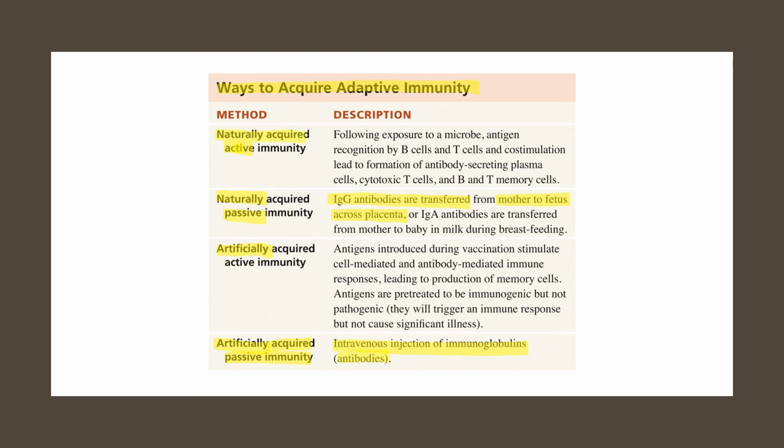Naturally acquired active immunity is going to be exposure to a microbe. We get that antigen recognition by the B cells and T cells, co-stimulation, and then those activated T cells and B cells. Artificially acquired active immunity is going to be vaccination with antigens in it. So we're going to stimulate those cell-mediated and antibody-mediated immune responses. So different ways to get the same or a very similar result.